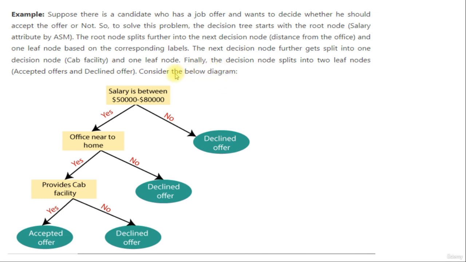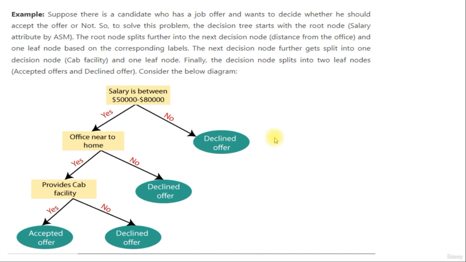Here, as we are taking, salary is between $50,000 to $80,000. This is the root node. If yes, then we'll think further about the location of the office. If the salary is less than $50,000, then straight away we'll reject or decline the offer.